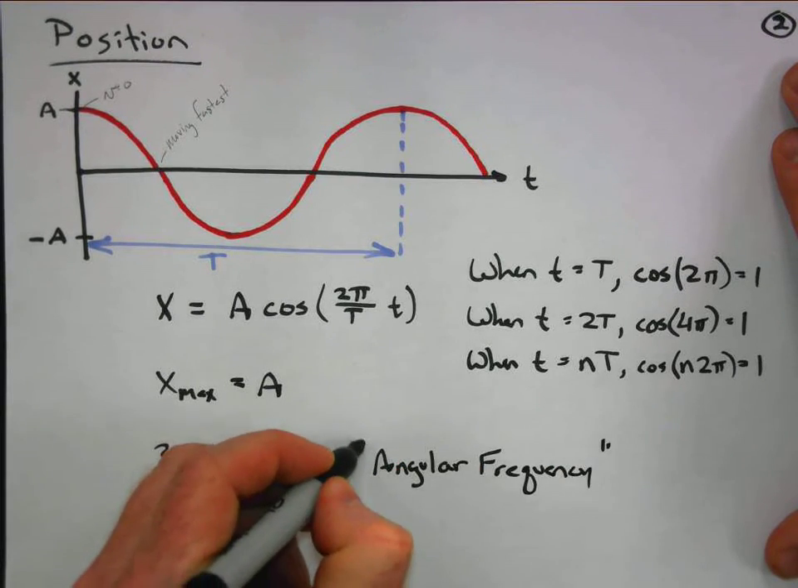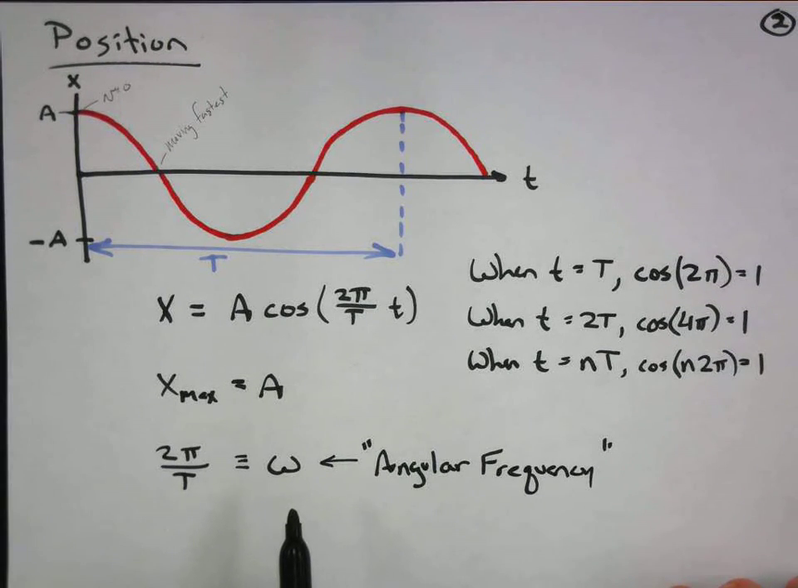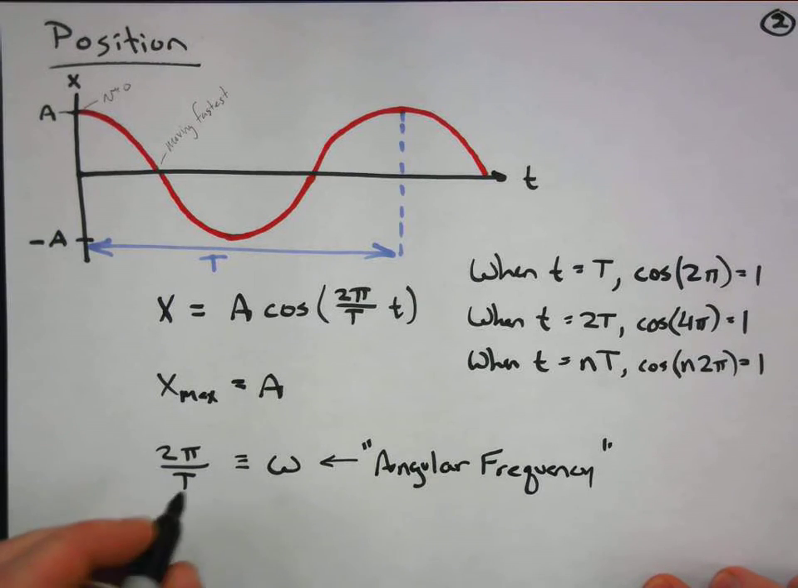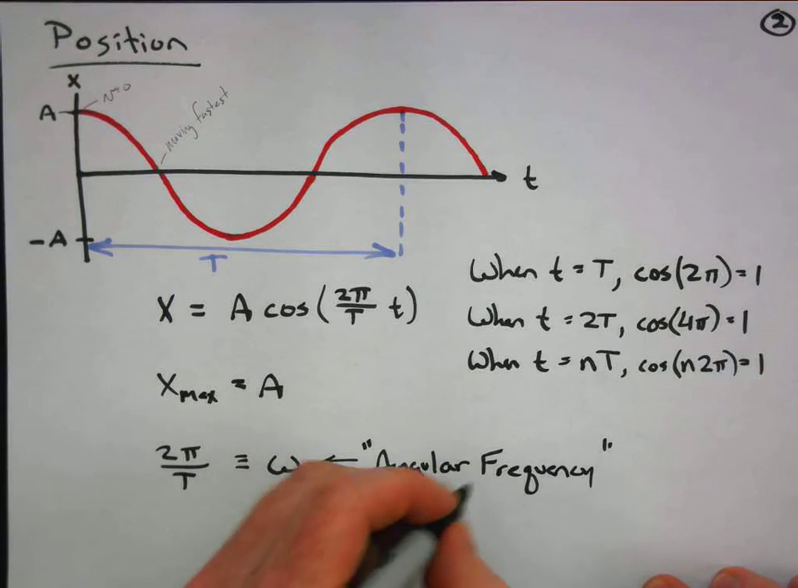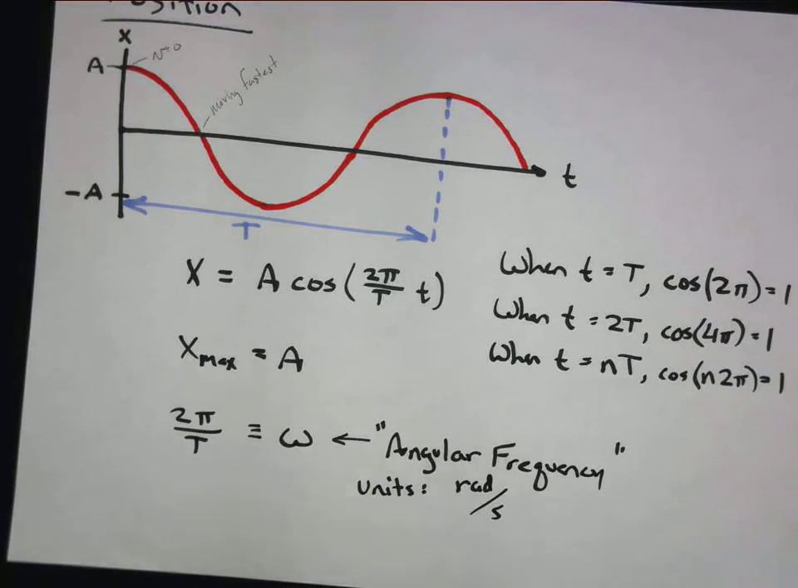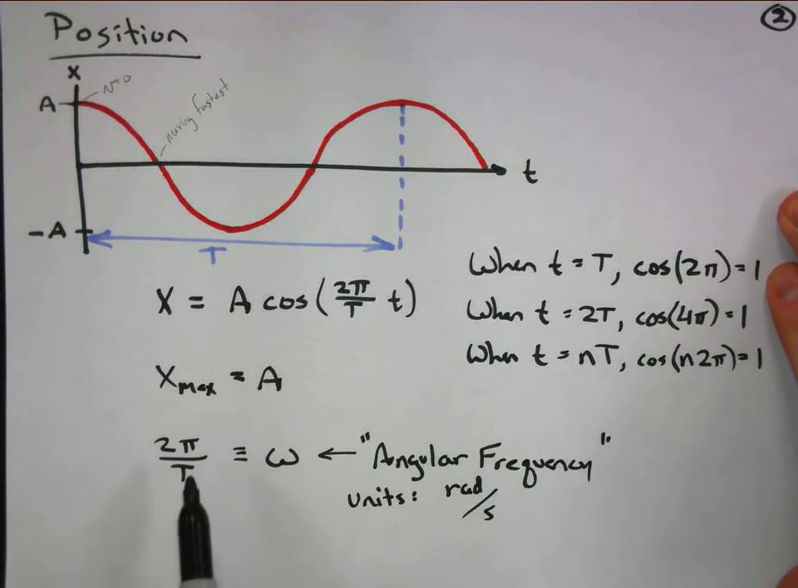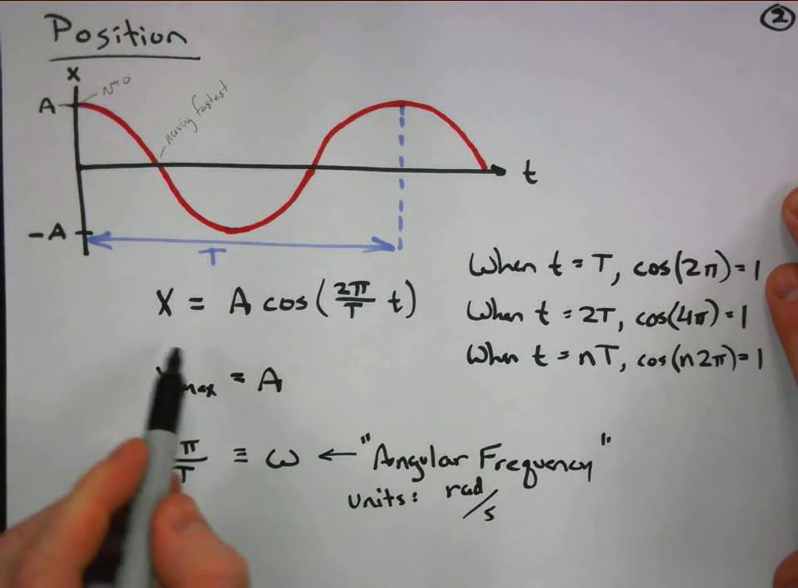Not just frequency, not just f, but angular frequency. It pretty much is the same as your angular velocity. So our units are still going to be radians per second. But that's going to be kind of handy. What I'm going to be able to do is make a substitution for 2 pi over T for this. I can write that omega in there.